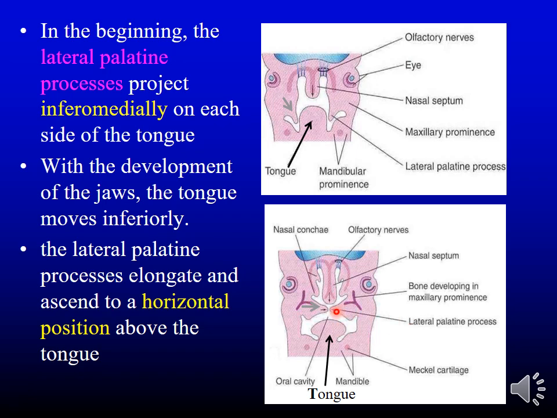Here, the palatine shelves were in the vertical position on each side of the tongue. Later on, the tongue will take a lower position, so these two shelves are elevated, taking their horizontal position. They grow toward each other, fuse, and form the secondary palate.